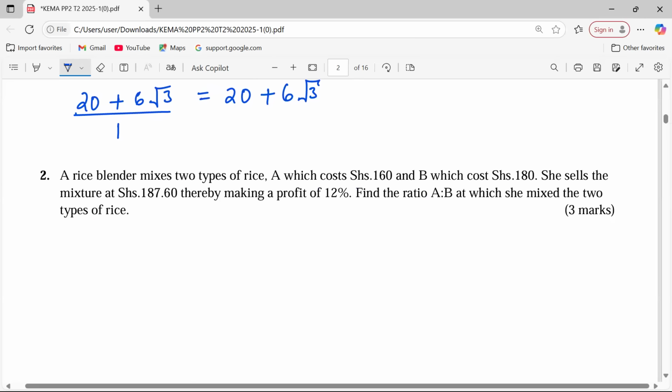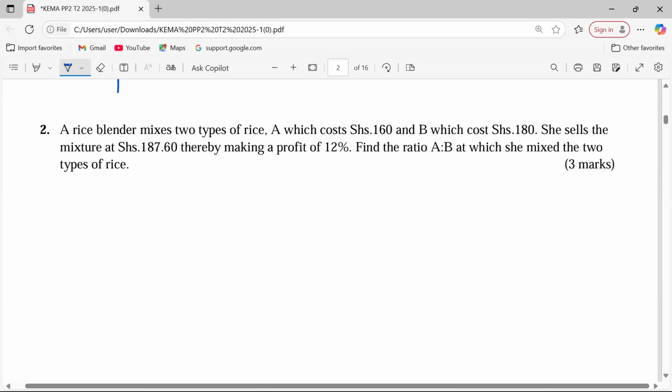Number 2: A rice blender mixes two types of rice, A, which costs 160 Kenya shillings, and B, which costs 180 Kenya shillings. She sells the mixture at 187.60 Kenya shillings, or rather 187 shillings and 60 cents, thereby making a profit of 12%. Find the ratio A is to B at which she mixed the two types of rice. This is a very good question from mixtures, ratios, and proportions.